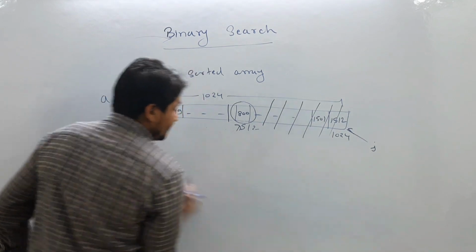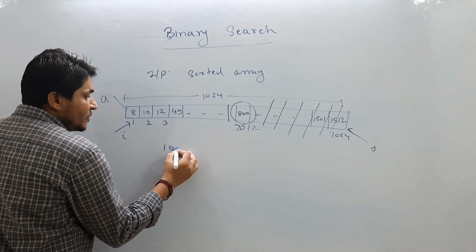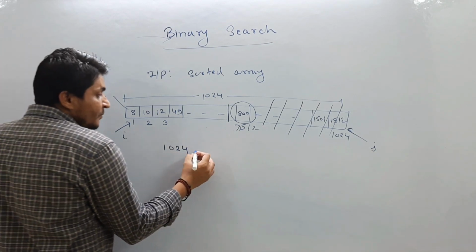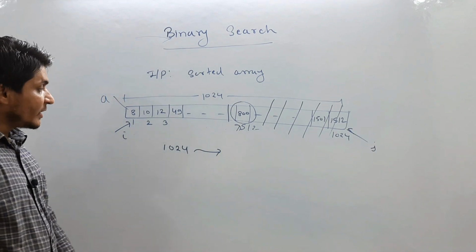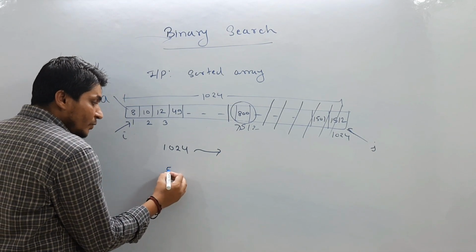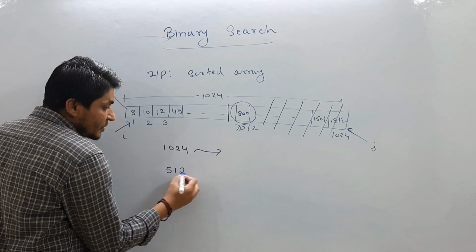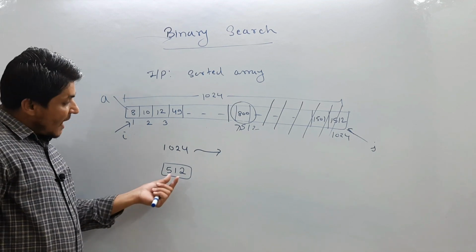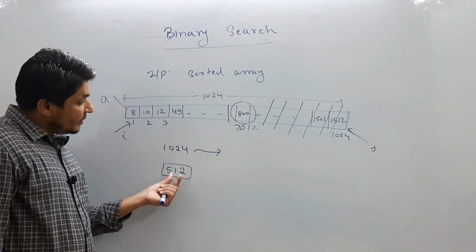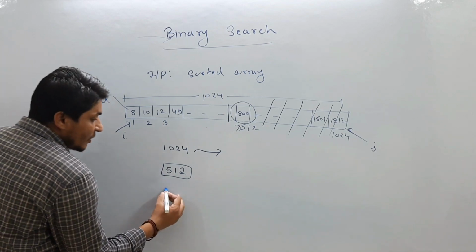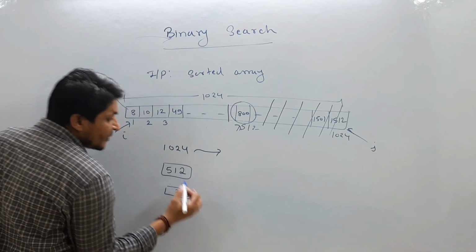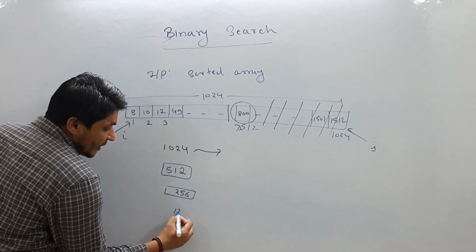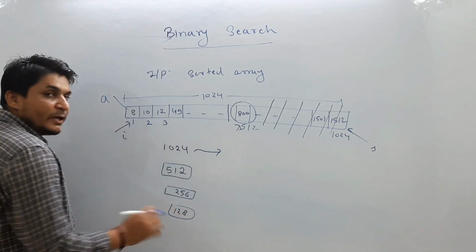Let me explain. Let's suppose you have 1024 total elements. After making one comparison, you will have only 512 elements in your array. Now again you will compare. Because you are dividing 512 into two parts, after one comparison you are going to have only 256 elements in your list. So again you make a comparison, and you are going to have only 128 elements, because again you eliminate half.